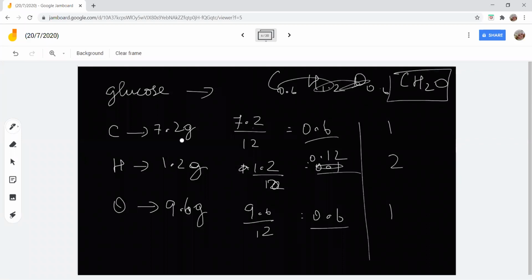Is it clear to you, students? Because the mass given... Ma'am, for oxygen 9.6 divided by 16 only, no ma'am. Oh, sorry, 9.6 divided by 16. So it is 0.6. Clear? Yes, ma'am. Okay. Which problem, Rajvi?